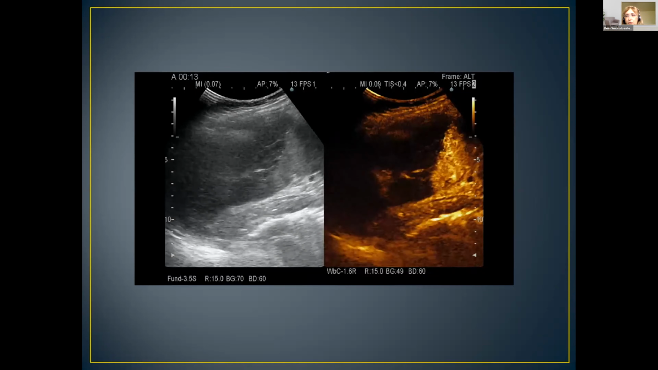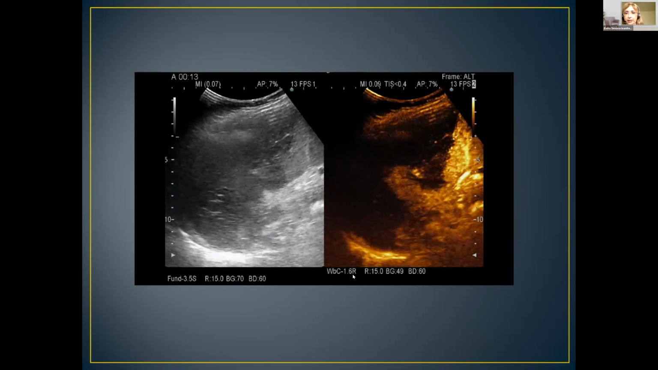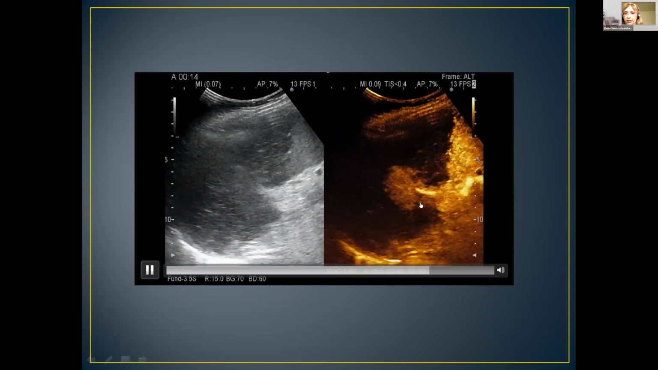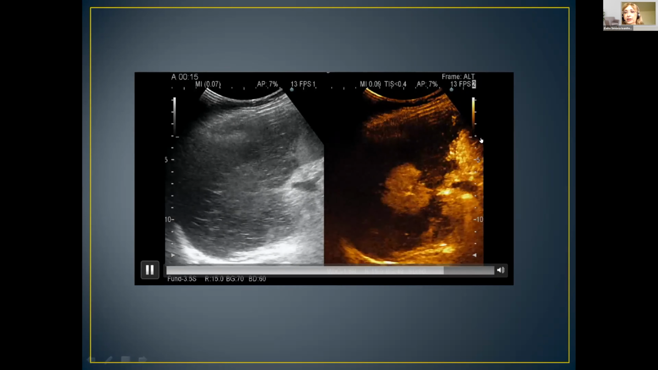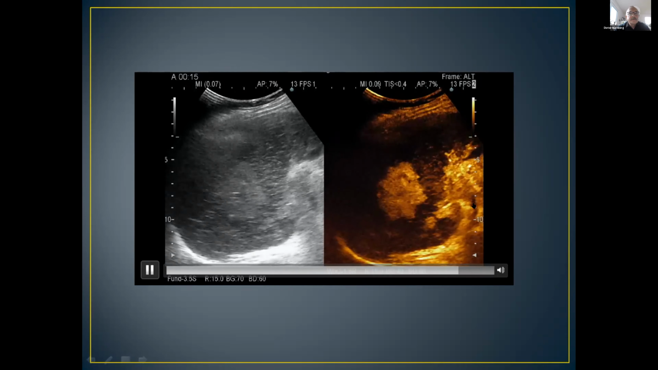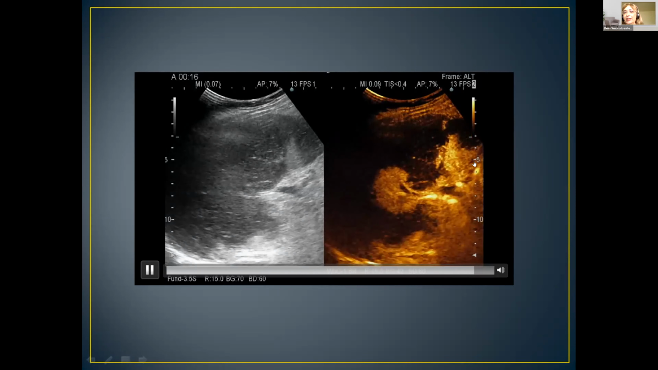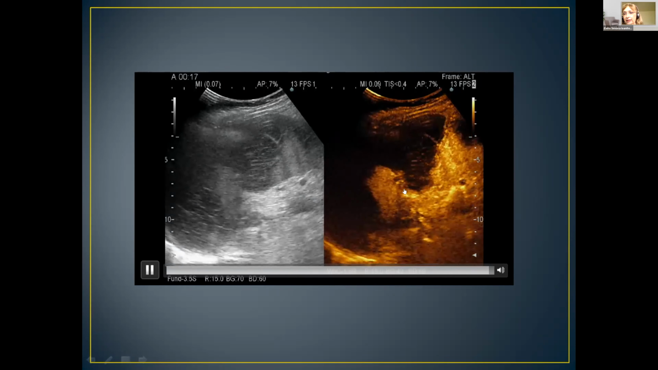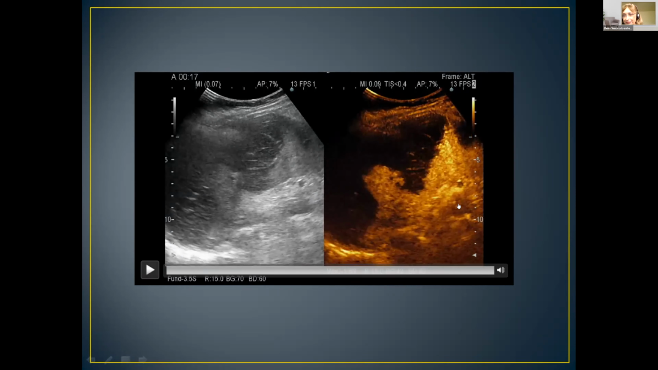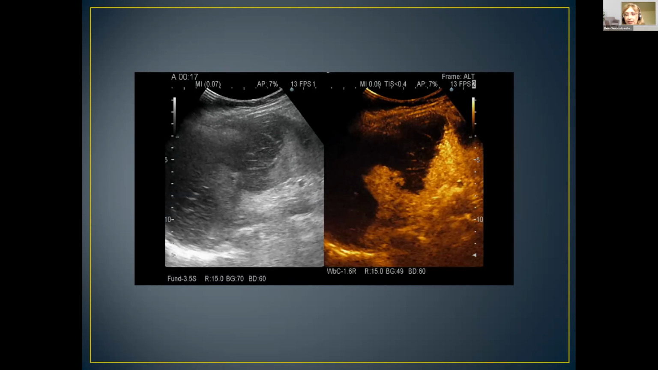We have some problem with the connection, I think. It's okay, I can see it. Yes. We proved the patency of the splenic arteries in this particular case.